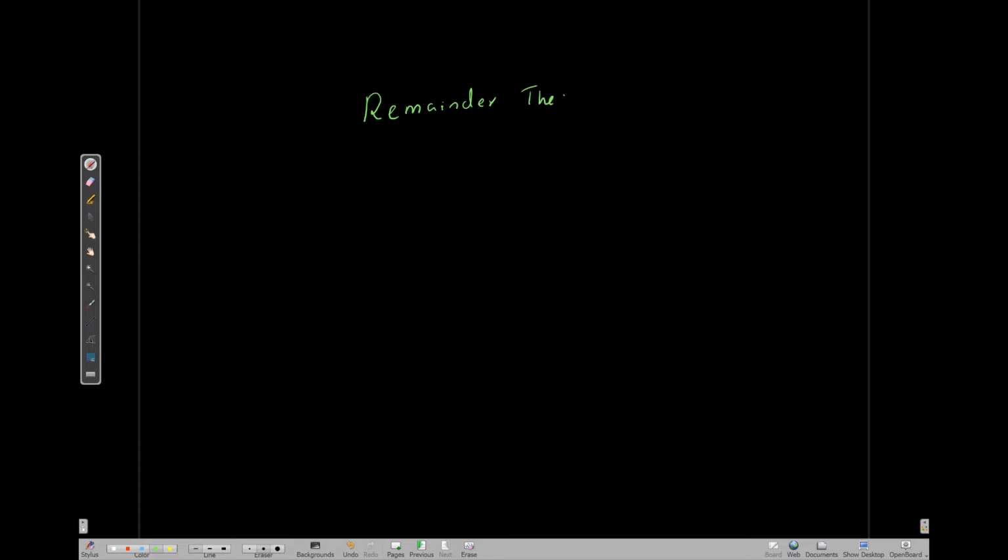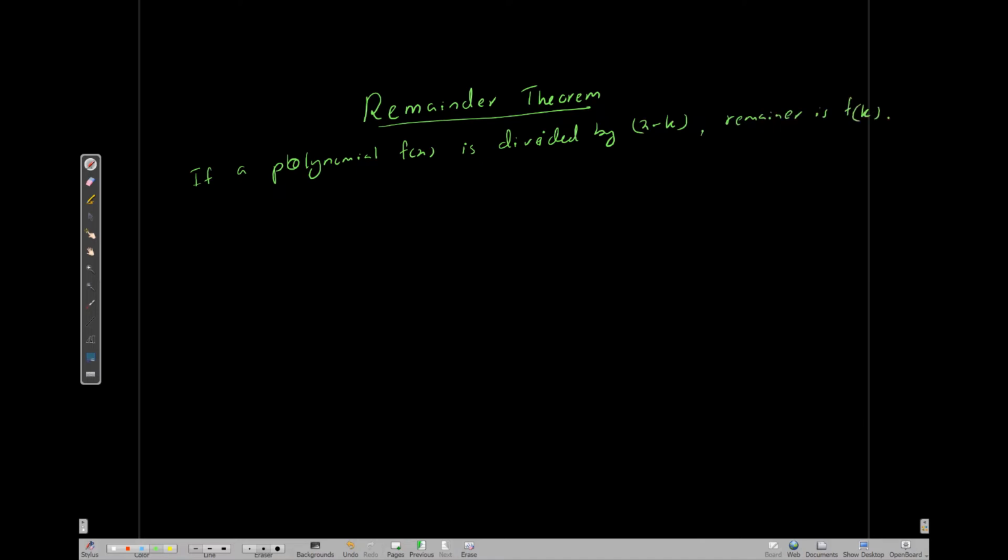Remainder theorem. Now this would be straightforward from our last video. So let me first state the theorem. It says, if a polynomial f of x is divided by x minus k, then the remainder is f of k. Simple as that. So if you divide your polynomial by x minus k, then the remainder is f of k.